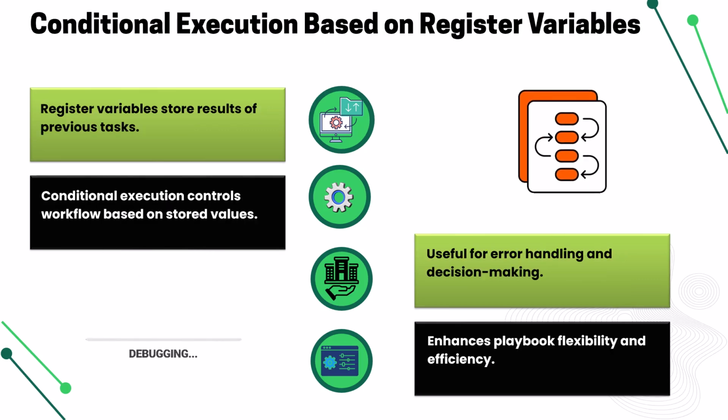Why make things complicated when we can automate decisions? Register variables store results, and we can use conditions to decide what happens next. If a previous step succeeds, move forward. If it fails, troubleshoot. It's like a traffic light for your playbooks. Green means go, red means stop, and yellow, well, that's when you start sweating.